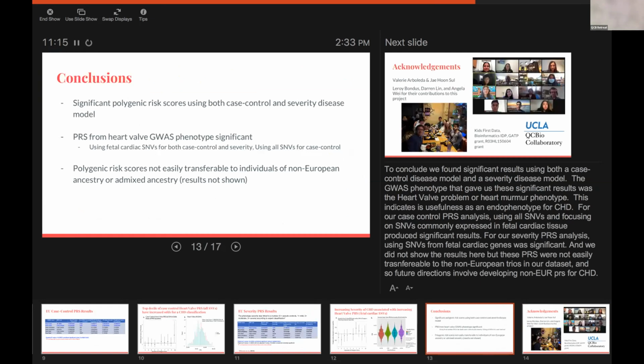To conclude, we found significant results using both a case-control disease model and a severity disease model. The GWAS phenotype that gave these significant results was the heart valve problem or heart murmur phenotype. This indicates its usefulness as an endophenotype for CHD. And we did not show the results here due to time, but we did look at these PRS in non-European trios that we had, but they were not easily transferable. And this is a known struggle with PRS studies, if you're familiar with it. And so future directions involve calculating non-European PRS for CHD.